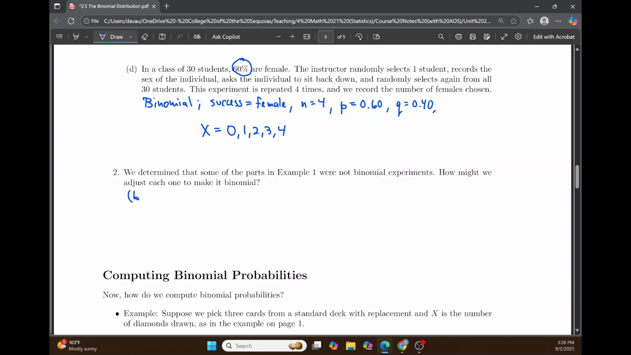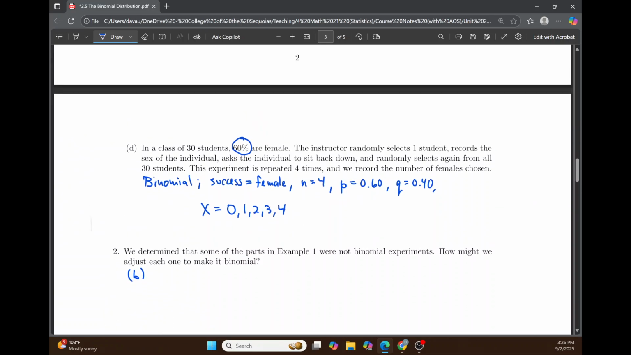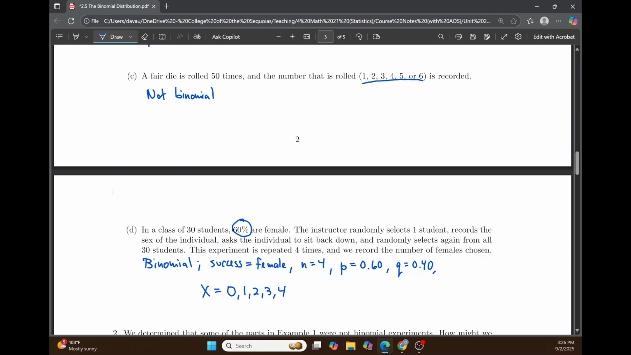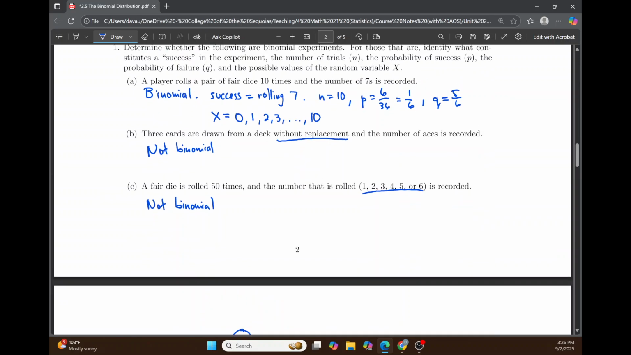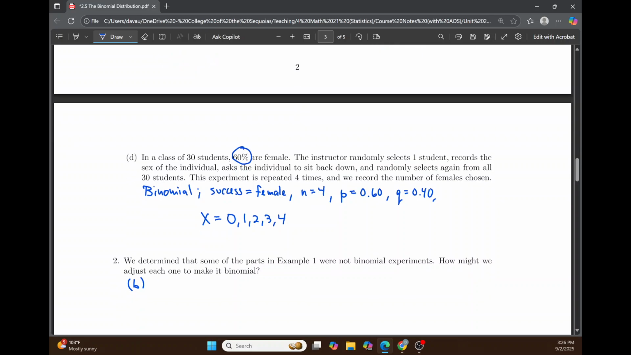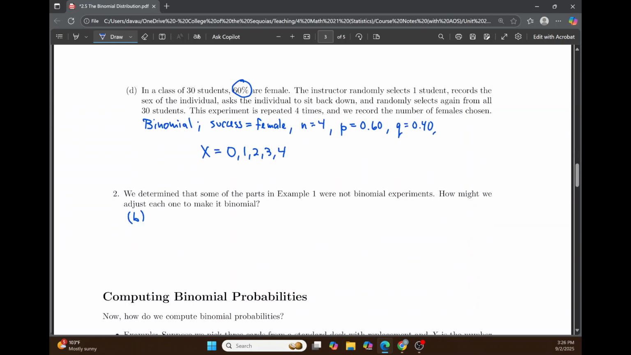Well, in part B, let's remind ourselves what that one looked like. Part B was when we were choosing 3 cards from the deck without replacement, and the number of aces was recorded. The issue was that we were choosing the cards without replacement. So that's an easy fix. Just replace the cards back into the deck before each draw, and then boom, you've got a binomial experiment on your hands, right? So part B, replace the cards after each draw.